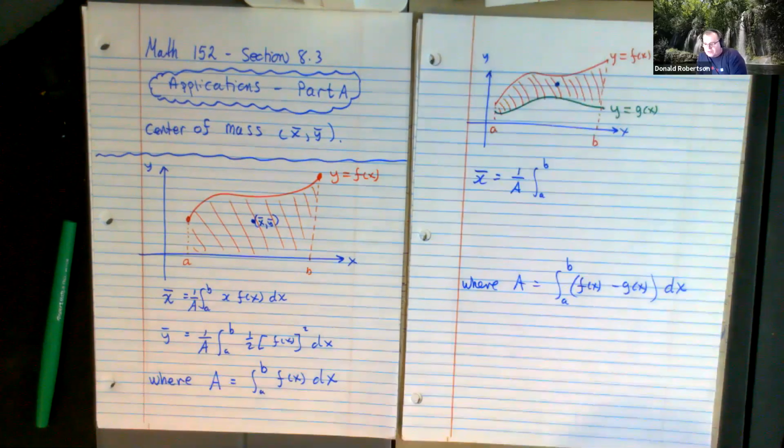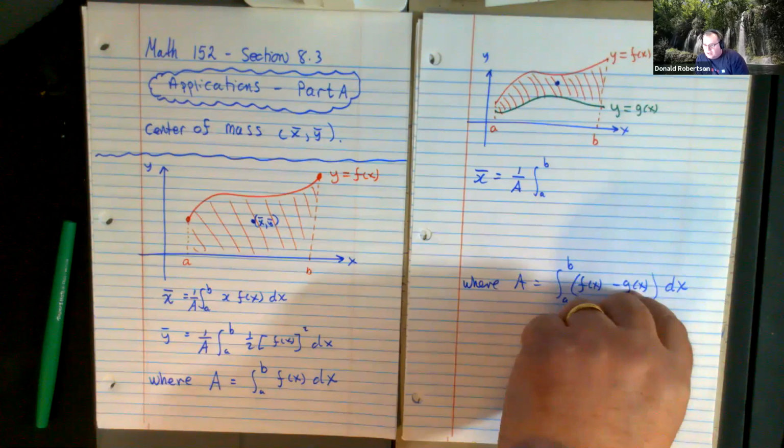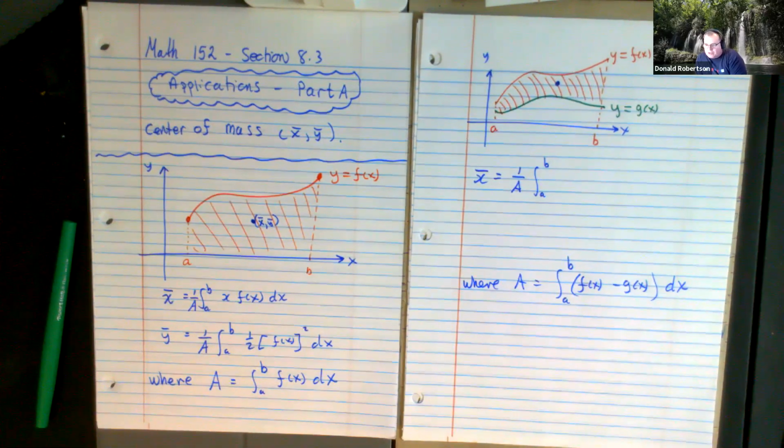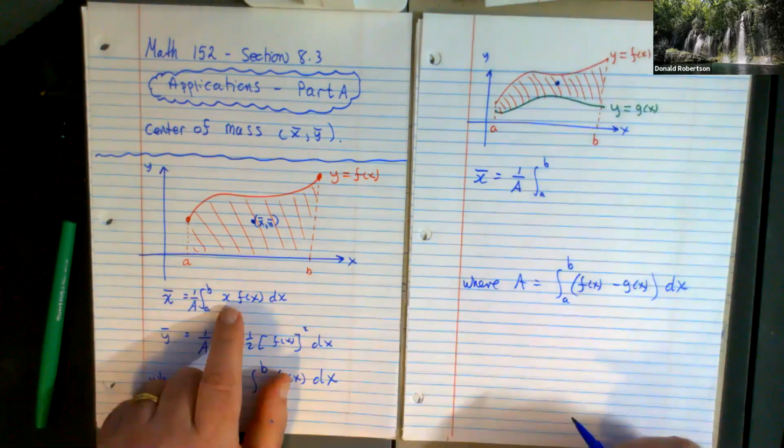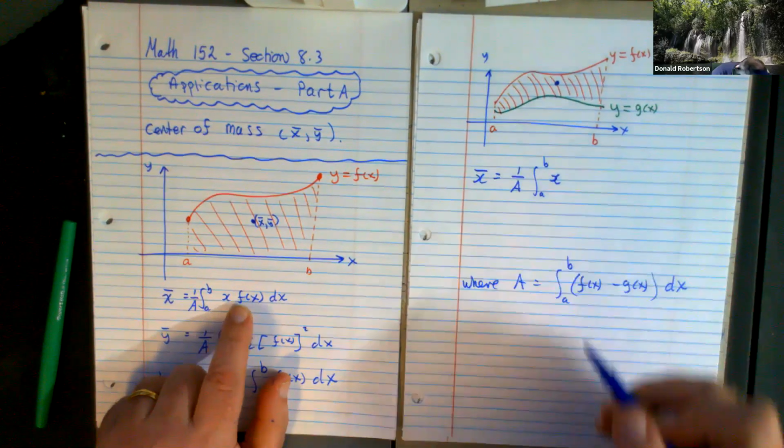Wasn't the only thing you had to be careful about to make the big one on top and the little one underneath? And in my picture, can you see the red one is f and it's higher than the green one, which is g. Great. Now, back to this fella. He used to be called x f of x dx.